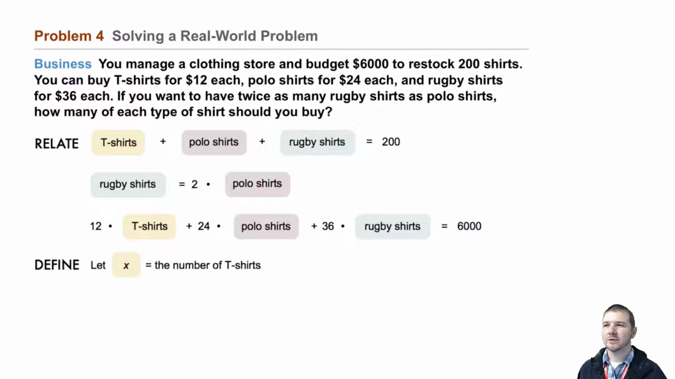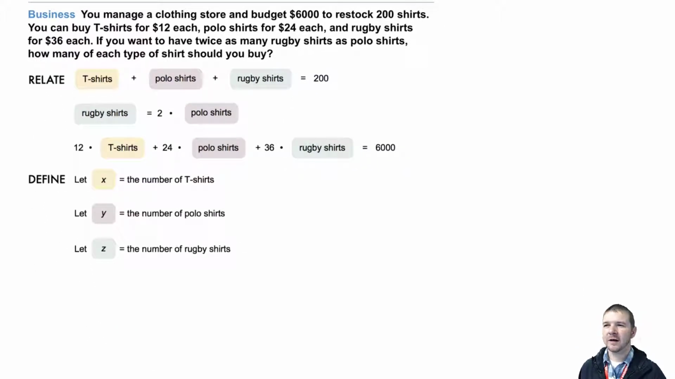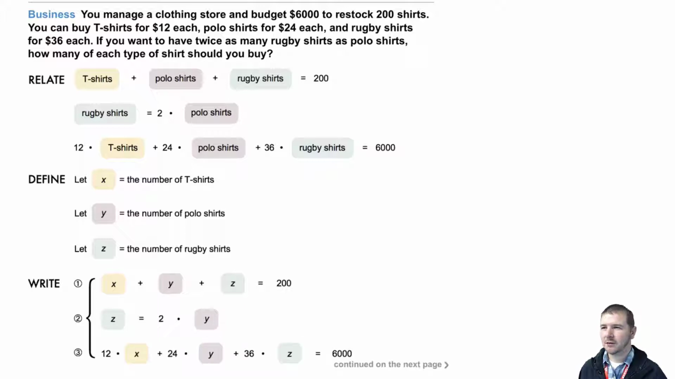Then we'll define variables. Let's let x be the number of t-shirts, y the number of polo shirts, and z the number of rugby shirts. We'll now pair our variables with the relations above to begin to write a system of equations. So we'll write equation 1, x plus y plus z equals 200. Equation 2, z equals 2 times y. And equation 3, 12 times x plus 24 times y plus 36 times z equals 6,000.